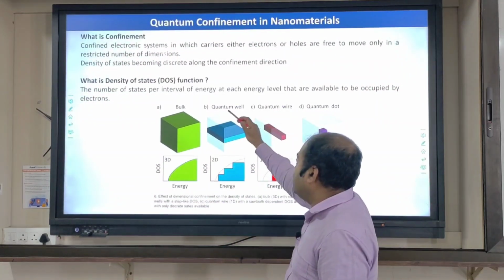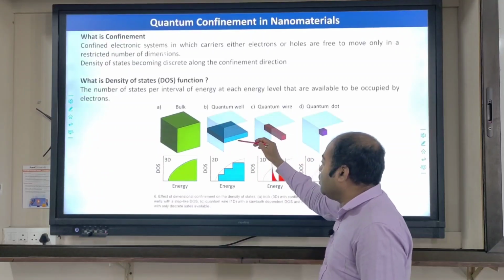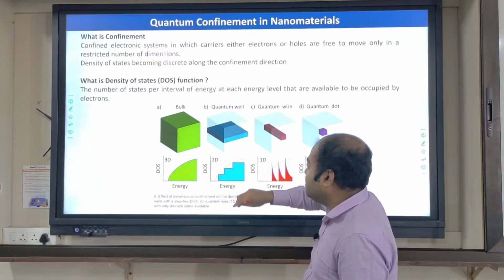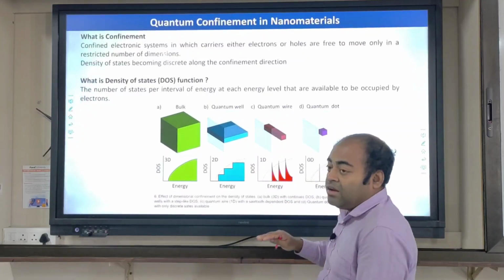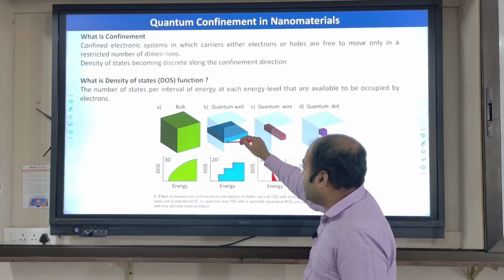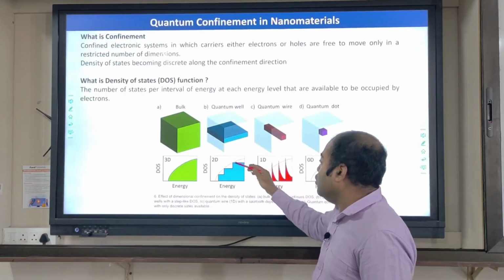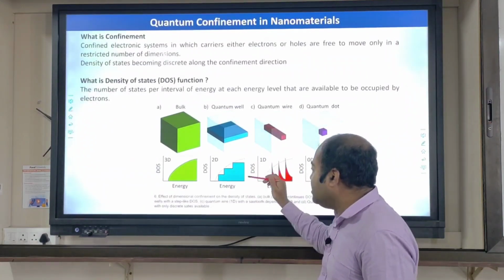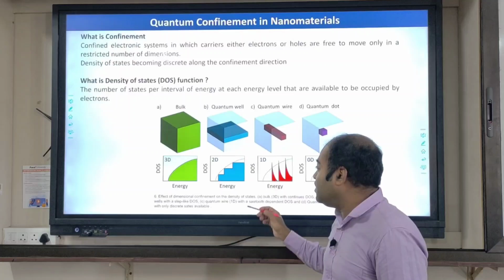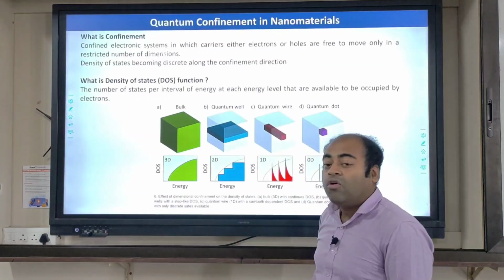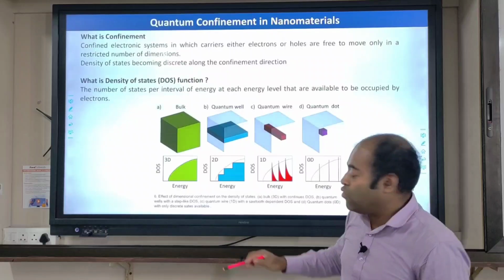But in two dimensions, which are called the quantum well, suppose this is the z axis, this axis is at the nano level, and so the electrons are confined in this z axis, and so they are the two-dimensional materials. In this case the density of states changes and there is no dependency on the energy; it remains constant.